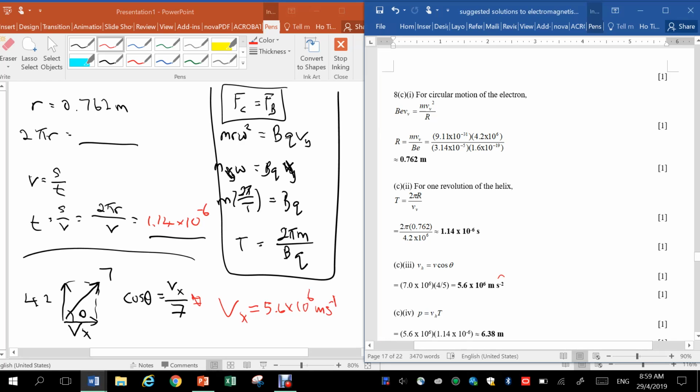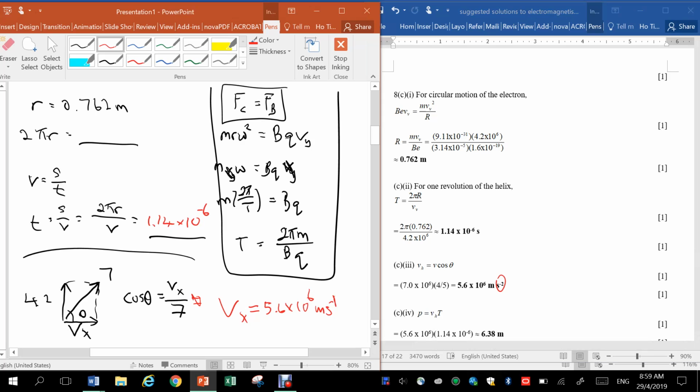Velocity here is wrong, minus 1. So using this equation again, the distance in the x direction must be the velocity in the x direction multiplied by time. So this value multiplied by this value, you get the answer 6.38 meters. Okay.